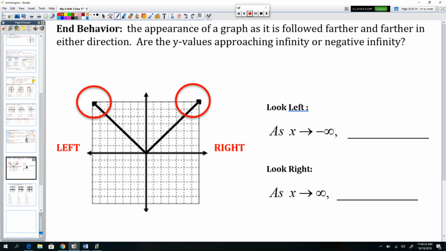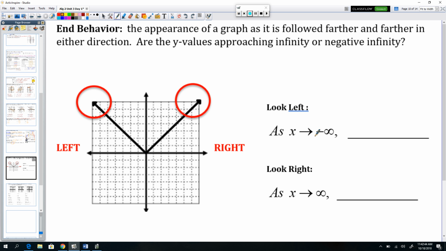Another foundational concept is end behavior. Again, a very simple thing to look at visually, but when you try to communicate it in math terms, sometimes it gets a little backwards. So end behavior is basically the appearance of a graph if you follow it to its ends. If you follow it all the way to the left or follow it all the way to the right, what happens?